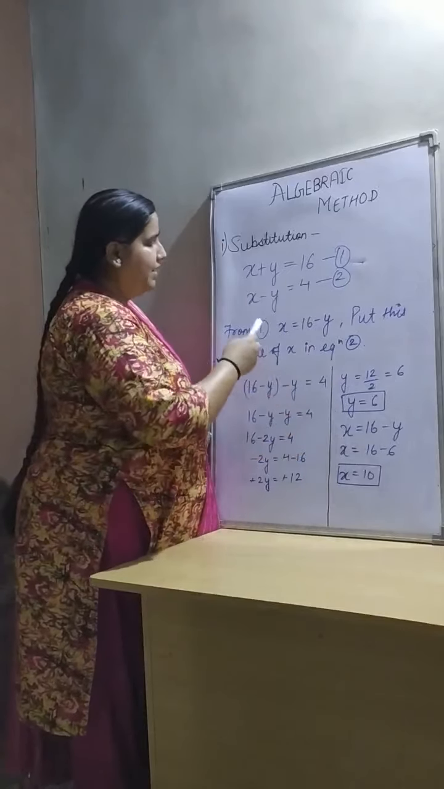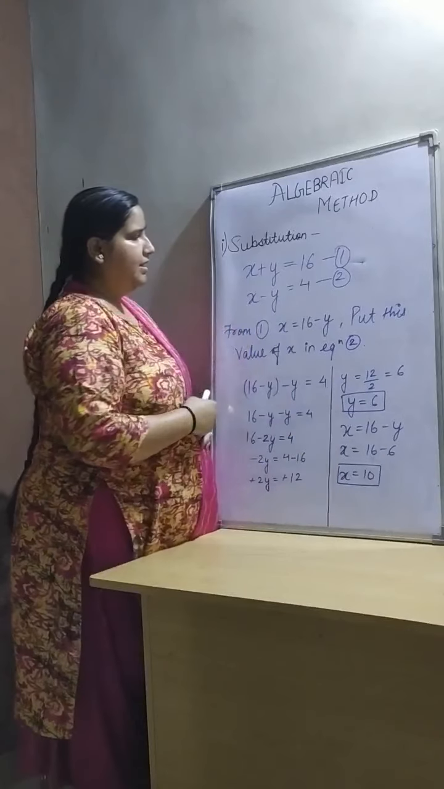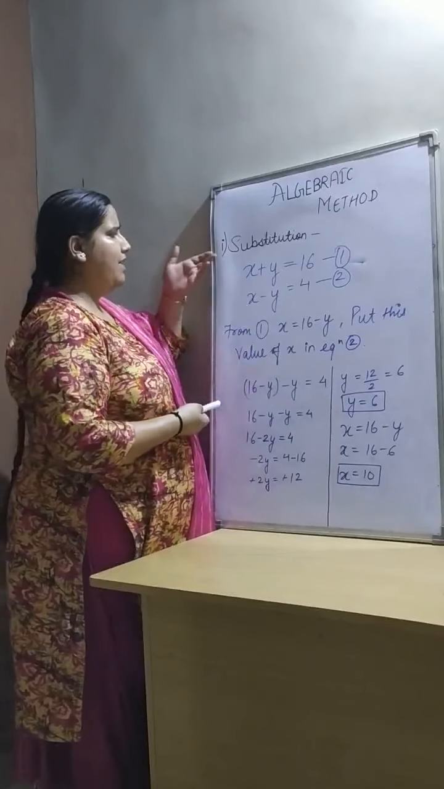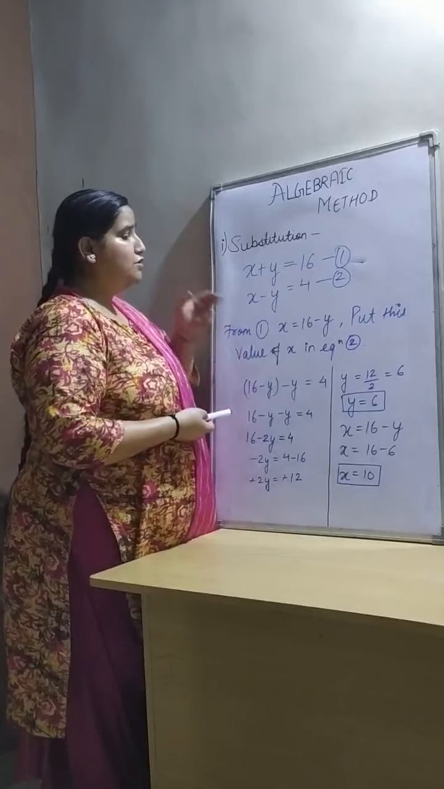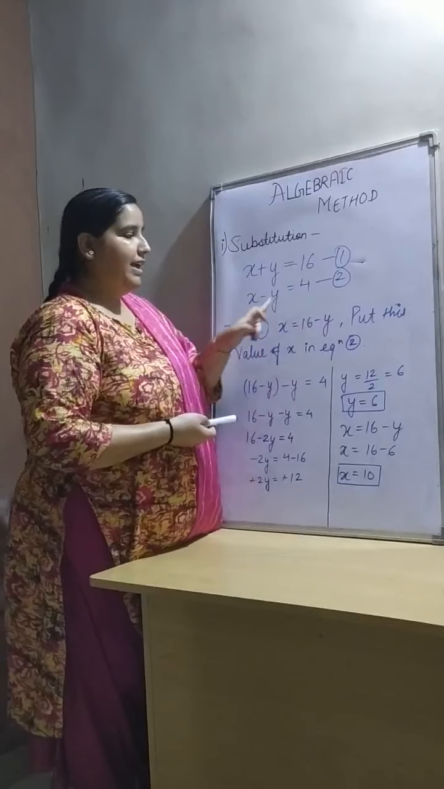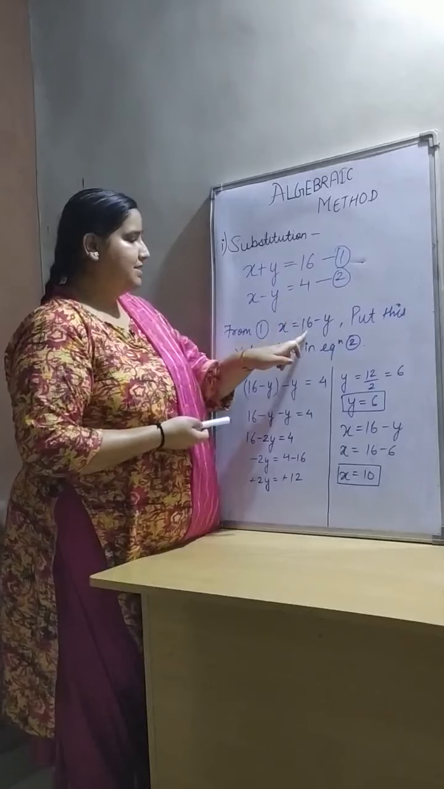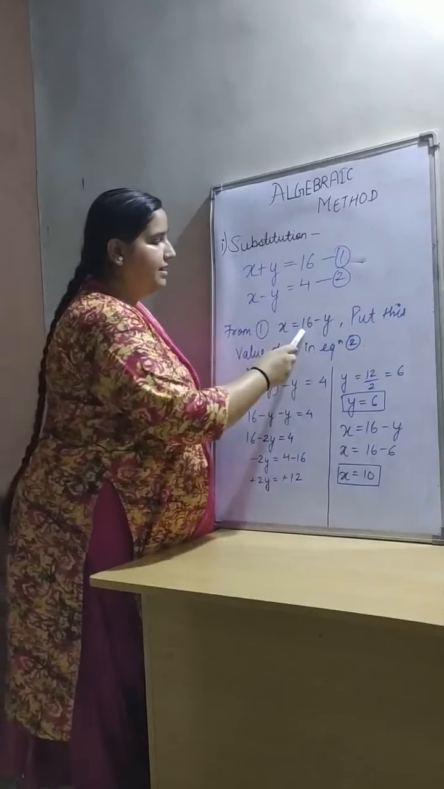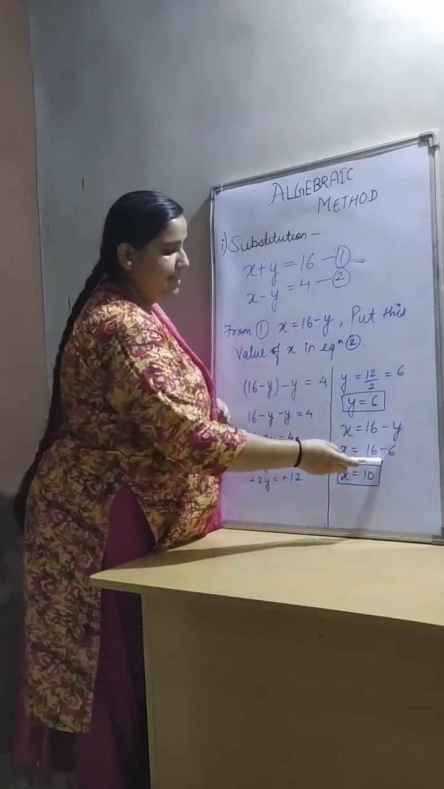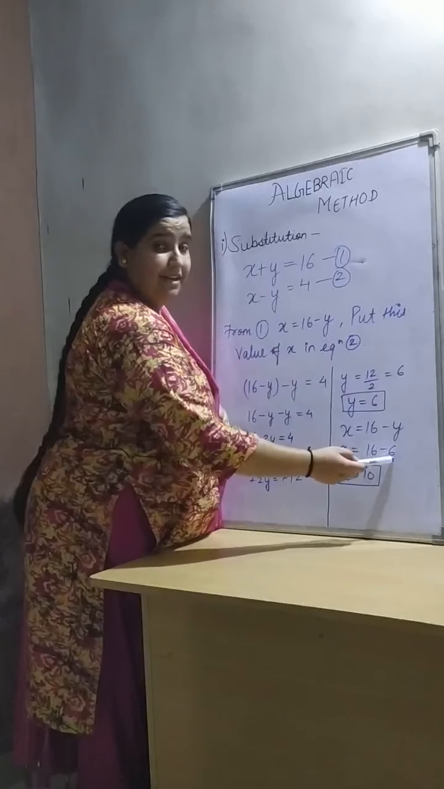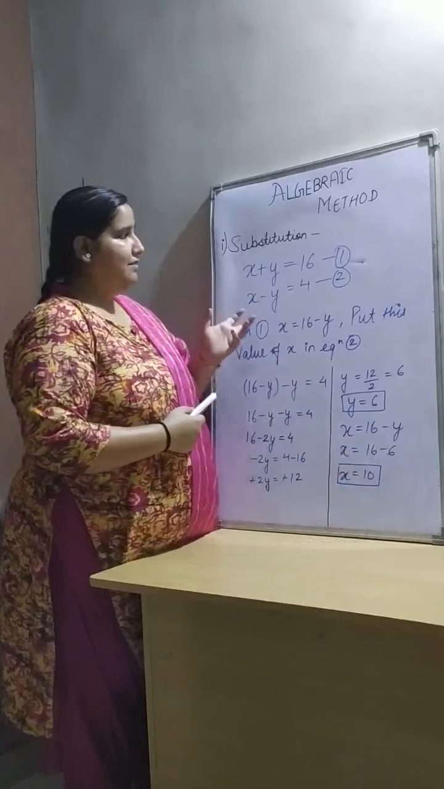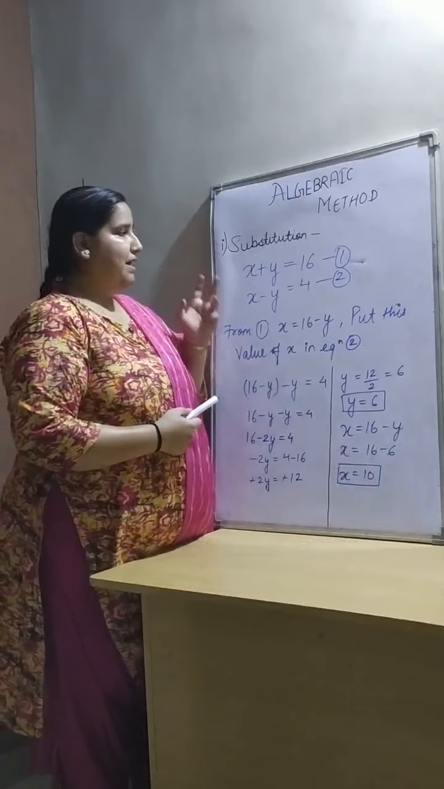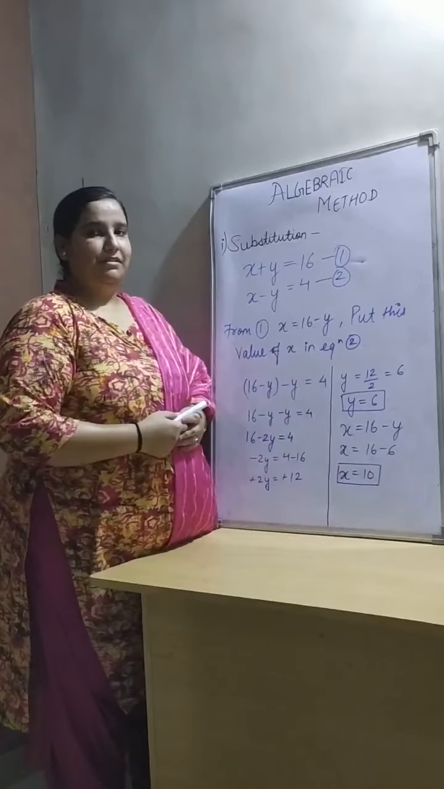And when I put the value of y in any of the equations, we can put the value of y in equation number 2, we can also put the value of y in the value of x in terms of y. This is 16 minus y. So I am putting it here, 16 minus 6. So x is equal to 16 minus 6, so it has become x is equal to 10. In this way, we can find out the solution of a pair of linear equations by the substitution method.